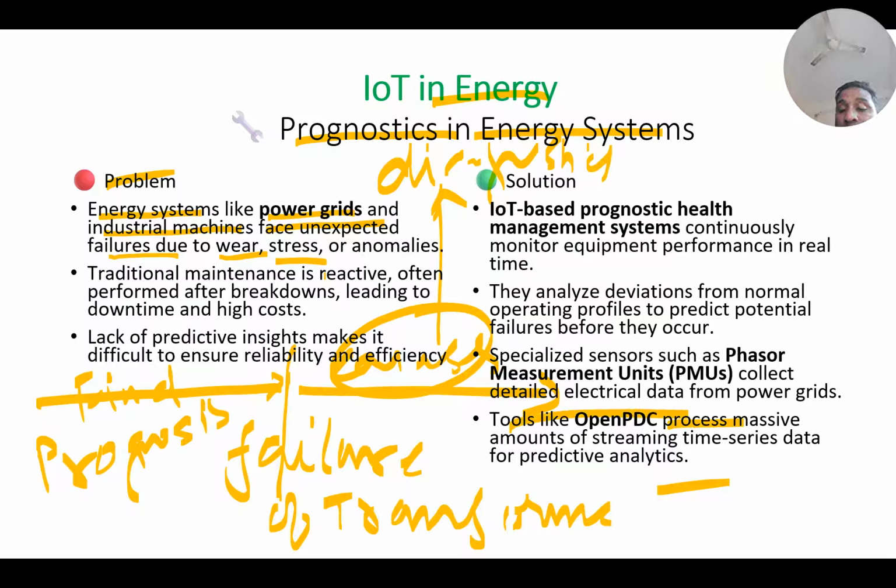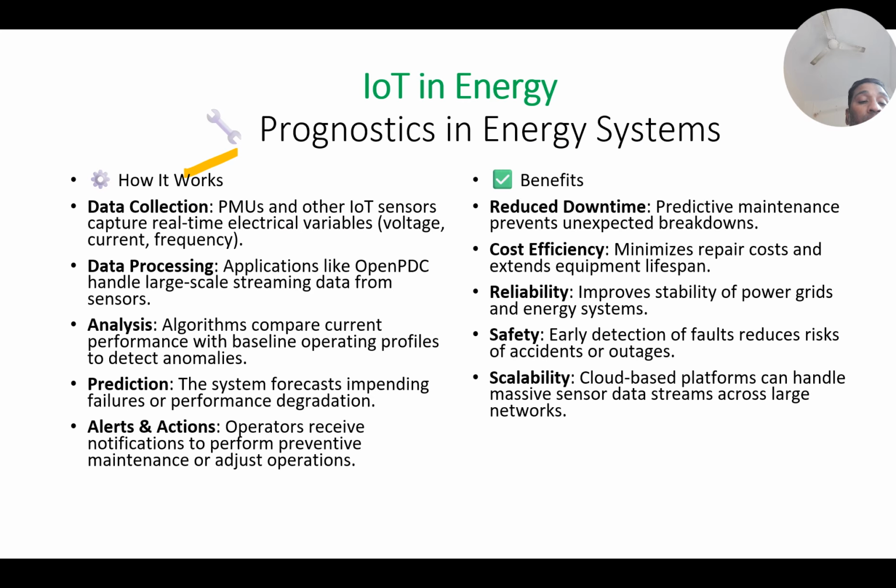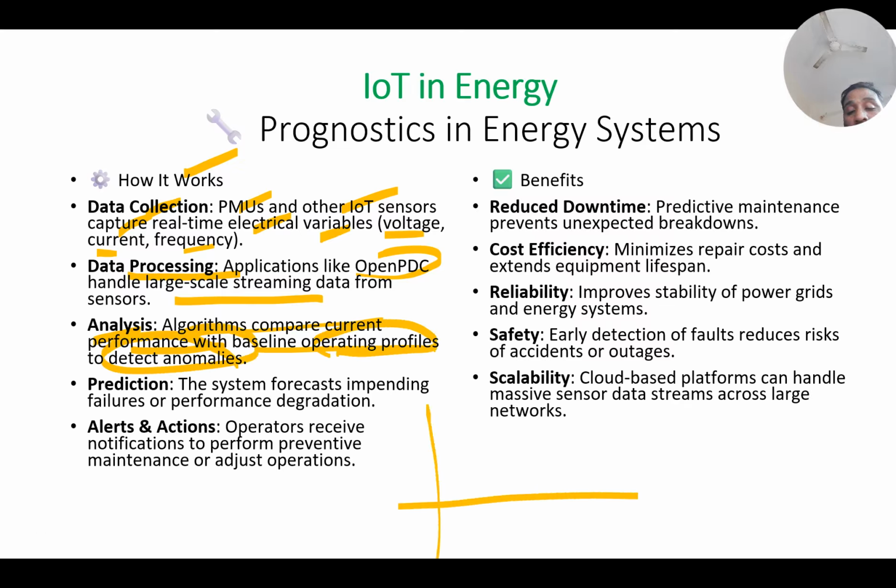So tools like OpenPDC process massive amounts of streaming time series data for predictive analysis. How it works? Data collection. Phasor measurement units and other IoT sensors capture real-time electrical variables: voltage, current, frequency. These data are processed in applications like OpenPDC, which can handle large amounts of data. Analysis. Algorithms compare the current performance with baseline operating profiles to detect anomalies. If some behavior suddenly deviates, those are anomalies, so I can detect there is a problem.